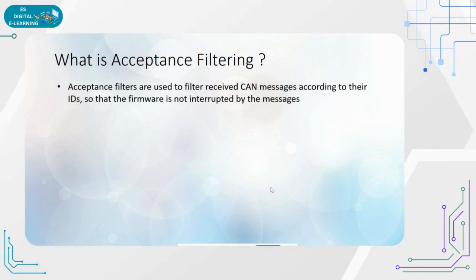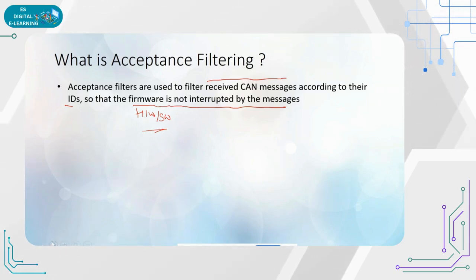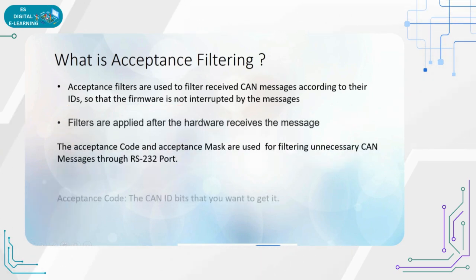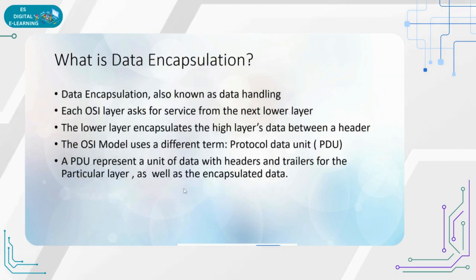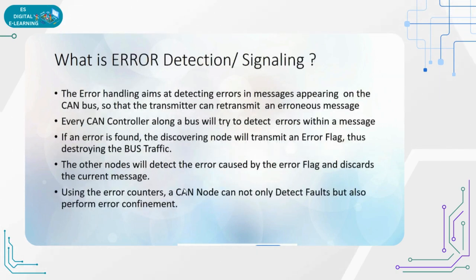What is acceptance filtering? Acceptance means accepting the received CAN messages according to their ID, so that the hardware and software are not interrupted by any messages. Only when a message is accepted will it be transferred in the network. Then there is data encryption, but these concepts won't be very important.